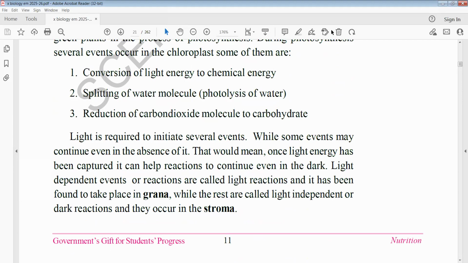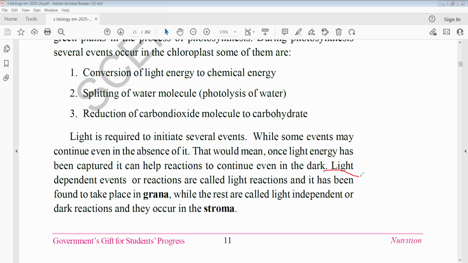Some of the reactions occur in the chloroplast in the absence of light, and some reactions occur in the presence of light. The reactions which occur in the presence of light are called light reactions.